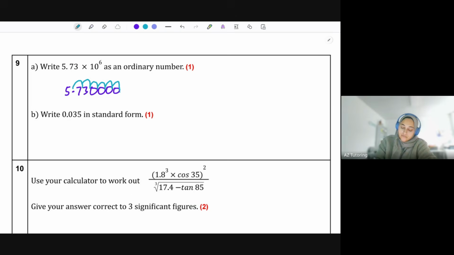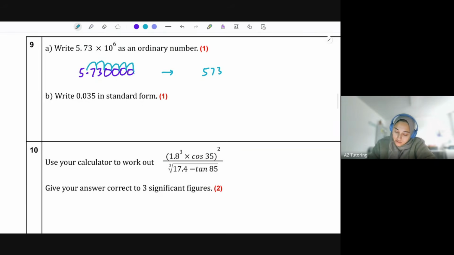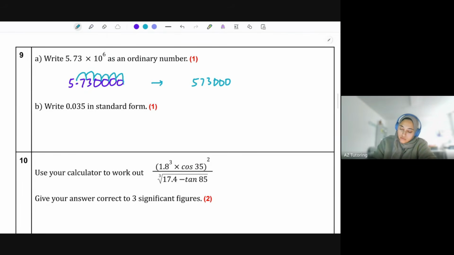So our answer is 573 with 4 zeros. 1, 2, 3, 4. So that's 5,730,000. So the commas just separate it out to help you read it out.